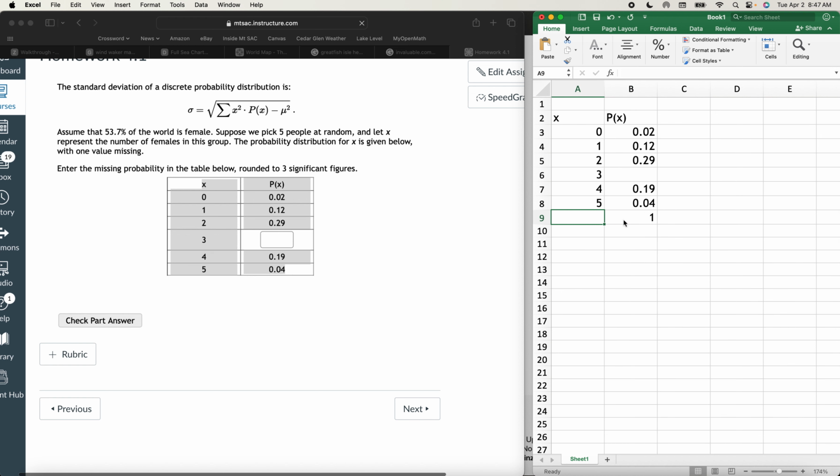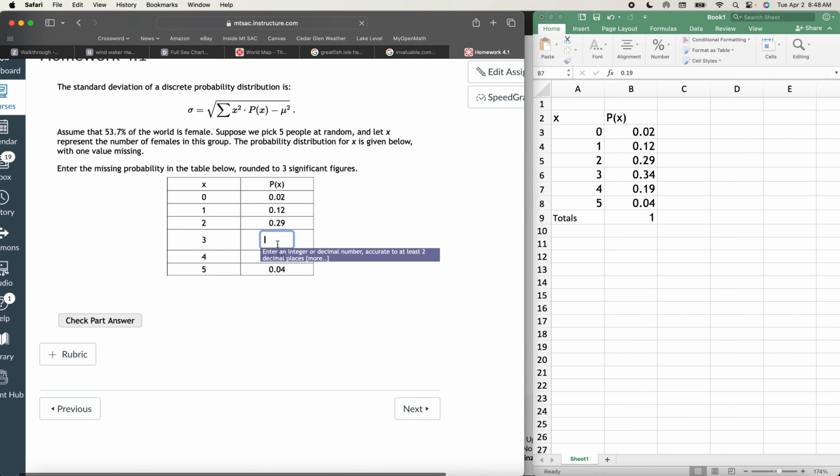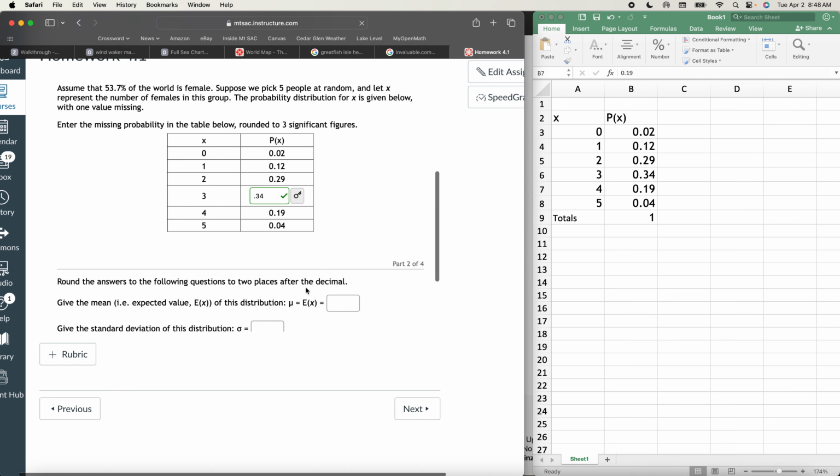So I'm going to go ahead and say, okay, well, that value that's missing is the value that makes the total 1. So if you just take 1 and subtract each of these other values, just do that on your calculator, take 1 and subtract them all, and what's left will be the missing probability here. So it's 0.34 on this one. Okay, so that's good to go.